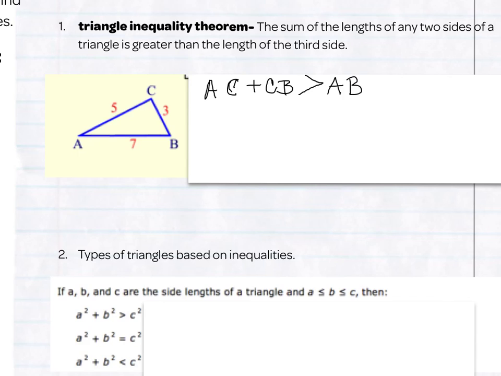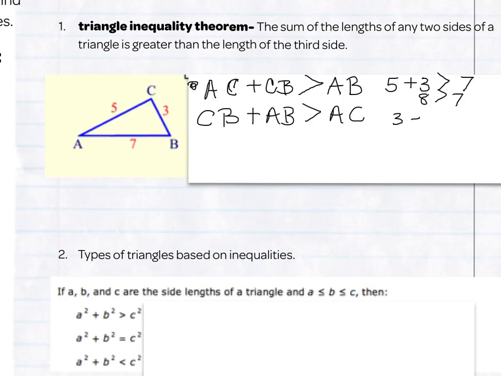AC is 5, CB is 3, and we're saying that has to be greater than AB, which is 7. Hey, that's true because 8 is greater than 7. So it worked for one. Let's try two more. Let's take side CB and side AB and add them together, and see if it's greater than side AC. CB is 3, AB is 7, remember from earlier, and is that greater than the other side, which is 5? Hey, that's true. 10 is greater than 5, so that works for the second one.